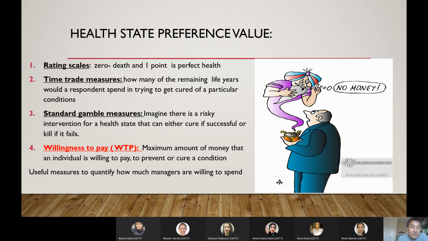The rating scales 0 and death. Okay. Out of all of this, this one is the most frequent question that they ask. That is the maximum amount that an individual is willing to pay to prevent or cure a disease. For example, if someone has got a cancer, and if someone is asked, how much money are you going to pay in order for you not to have a cancer, that is called willingness to pay. Is this concept clear? Out of all of this, they tend to ask this question very often.